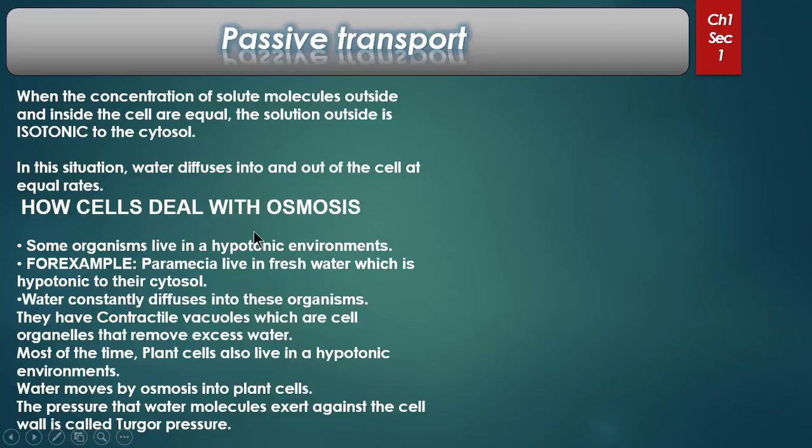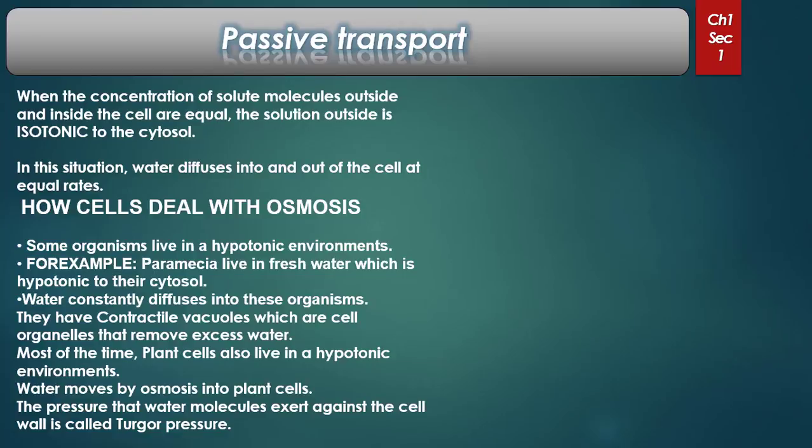Now, how do cells deal with osmosis? As I told you, how to solve this problem. How to solve a problem when water diffuses into the cell a lot? How to not let the water just burst the cell? So what we are gonna do is simply use some enzymes in the cell. So let's just see what we're doing.